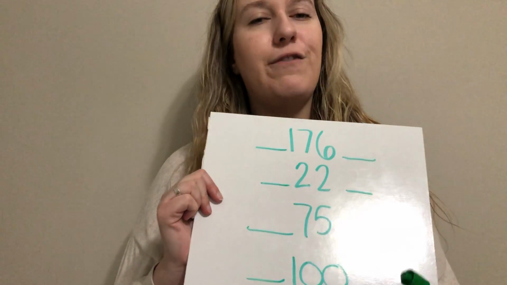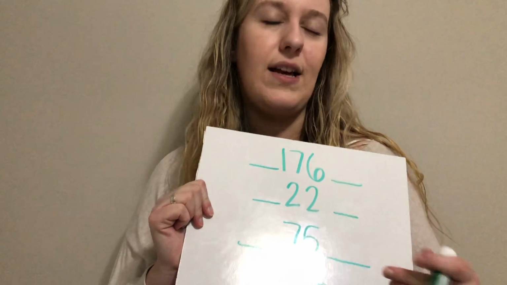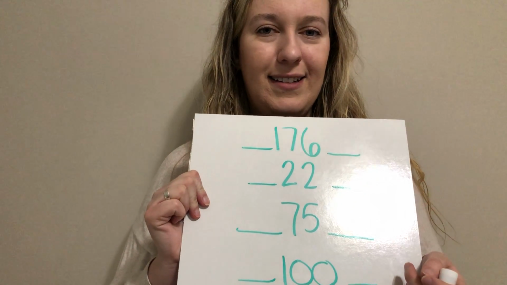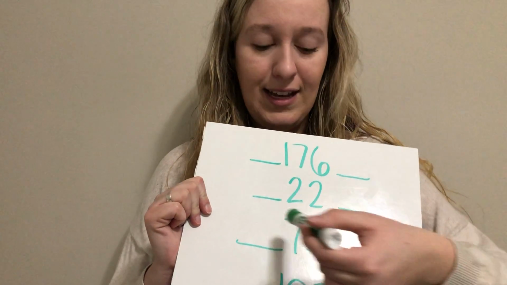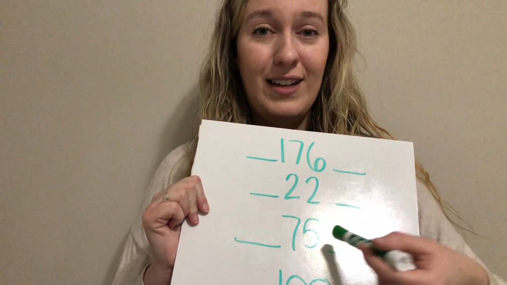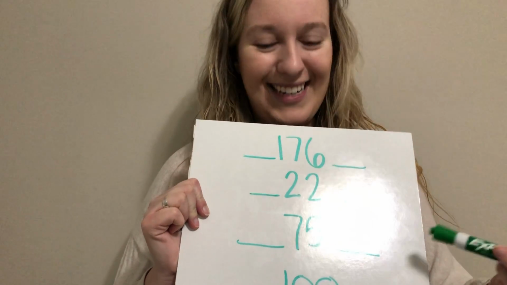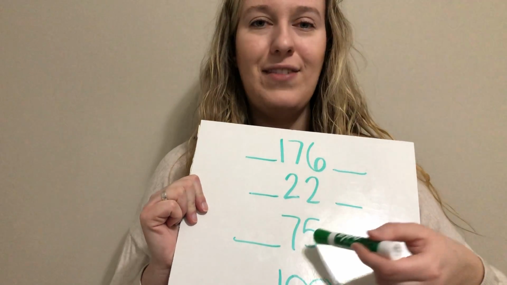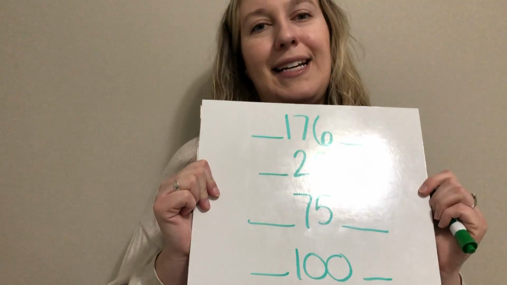We have 75. What would be 5 less than 75? 70. 70, 75, and 5 more would be 80. 70, 75, and 80. Now let's try by tens.